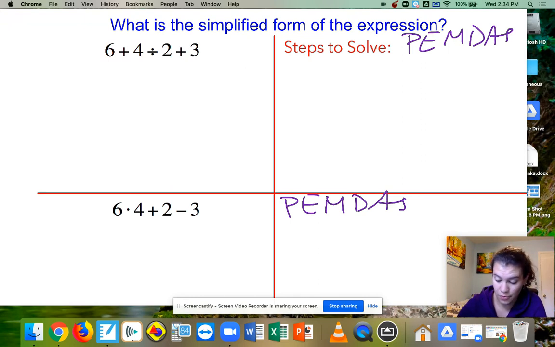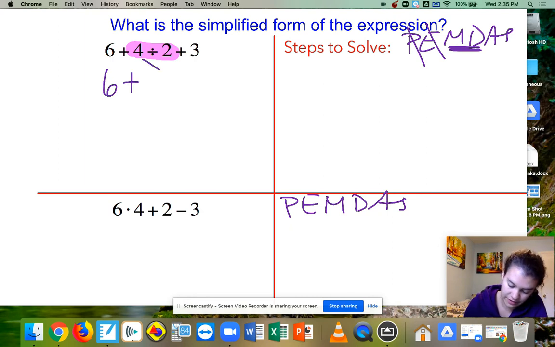So this first one, there's no parentheses, so we're good with that one. There's no exponents, we're good with that one. There's no multiplication, but there is division. So we need to do this division right here first. To drop the 6 down, 4 divided by 2 is 2, and then you have your 3. So the first step was division.